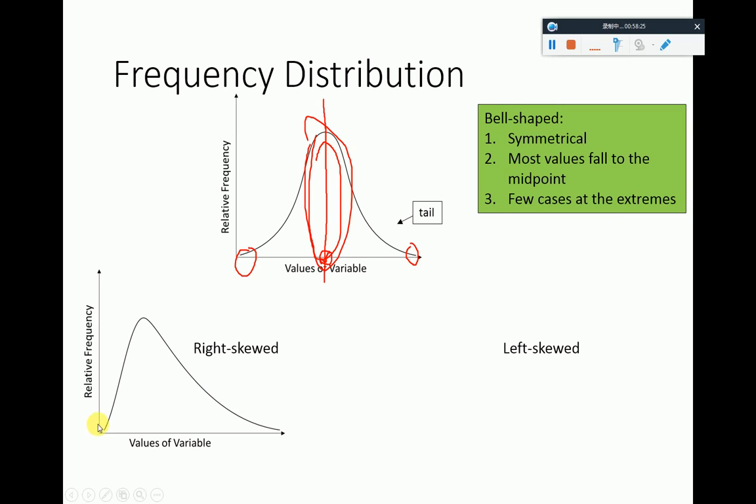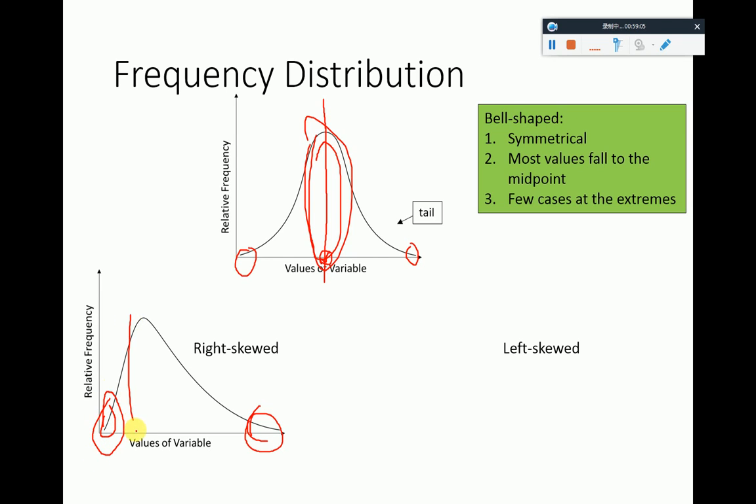Now, it is also very common actually. We call this type of curve a right skewed curve because we have a tail that's stretching to the right. Okay, so this is left, this is right. Whenever we have a longer tail to the right, we say that this distribution is right skewed. That simply means we have a larger amount of extreme values at this end, and fewer at the other.